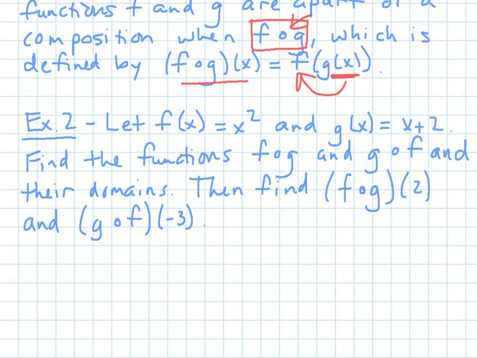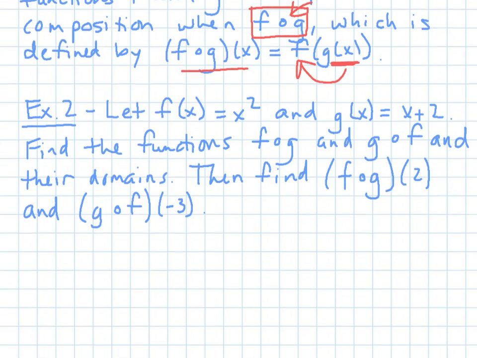So here you're given two new functions. f of x is x squared, g of x is x plus 2, and now I want you to do the composition of both, so both ways. So f composition g and g composition f, and then find their domains. Then also working on plugging in a value in for that function when you do it. Okay? So let's try this.